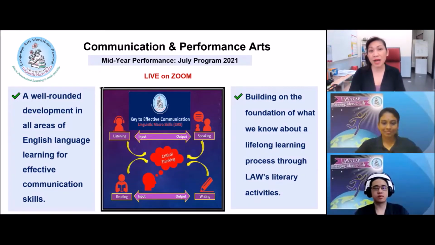Welcome to Language Arts Workshop. We are having communication and performance arts, also linguistic macro skill, LMS. And today with me here, my two co-hosts, Mr. Jason Ong. Hello, Jason. Hello. Miss Duka also co-host. She will be explaining about linguistic macro skill in a bit. Yes, so the one in the purple box there, you see in the middle, that is linguistic macro skill.